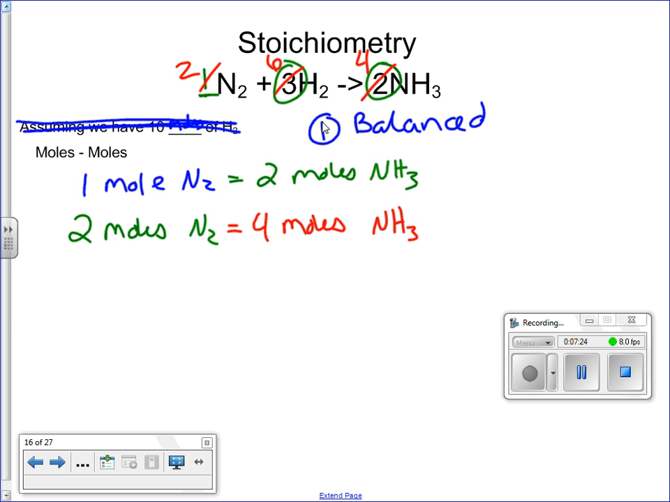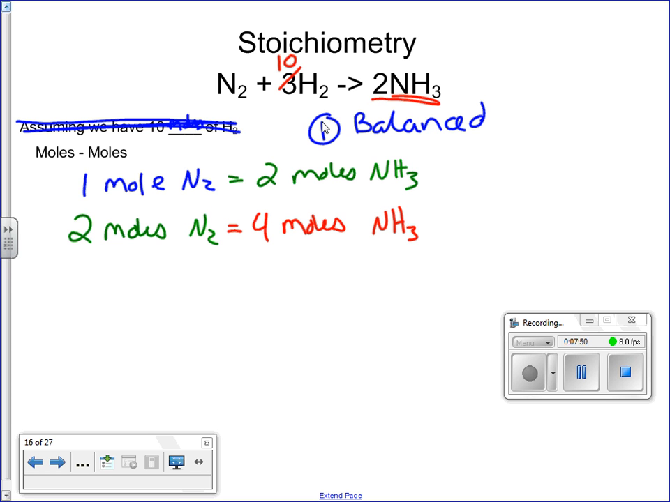Okay, so if I said I don't have 2 moles of nitrogen, perhaps I have 3. No, I don't want to do something like that. Let's erase these and make it a little bit more complicated. Let's say I don't have 3 moles of hydrogen, I have 10 moles of hydrogen. How many moles of ammonia am I going to produce? Well, you could figure that out in a number of ways. I'm going to show you 2 ways to do it, okay?